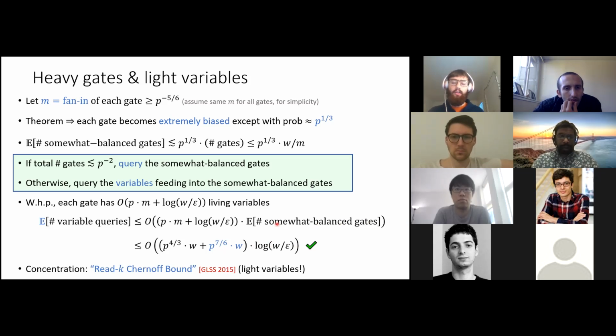Okay, one challenge here is that calculation was just calculating the expected number of variable queries, but we need to show that with high probability, we only do this number of variable queries, except with exponentially small failure probability. And so without going into detail, the way that we do that is we use something called the Reed-K-Chernoff bound, which is a very cool concentration bound. And this is the part of the proof where we're using our assumption that the variables have low fan-out, light variables. Okay, so I'll let you look at the paper if you're curious about exactly how that argument works.